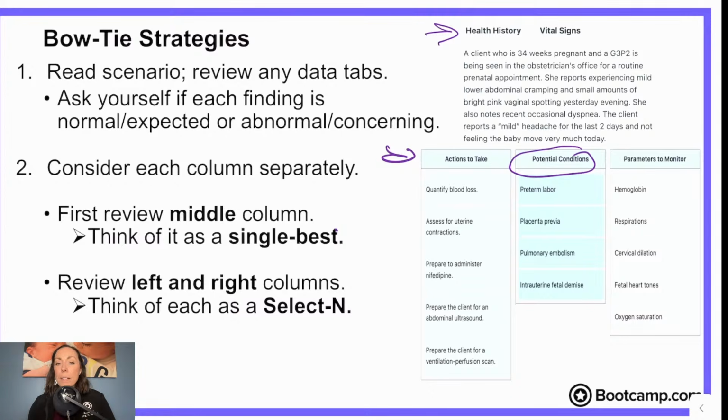We have to know what the client's experiencing in order to know what actions to take and what parameters to monitor. So this is going to be a single best. You have 4 options, ignore everything else, and pick what is most likely occurring for this client. And then you're going to look at your left and your right columns and determine actions to take and parameters to monitor. And this is looked at as a select N, which just means you're selecting 2. N is standing for the number that the NCLEX wants you to pick. And here they want you to pick 2 from each. So you'll pick 2 actions and then 2 parameters to monitor.